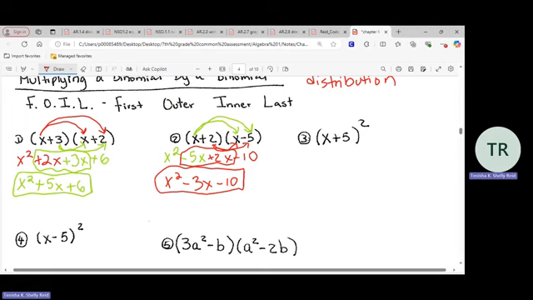If I see something like number 3, x plus 5 squared, remember a number squared, 5 squared would mean 5 times 5, which is 25. Well, x plus 5 squared means x plus 5 times x plus 5. Now go ahead and pause. You're going to try number 3, and you could try number 4.